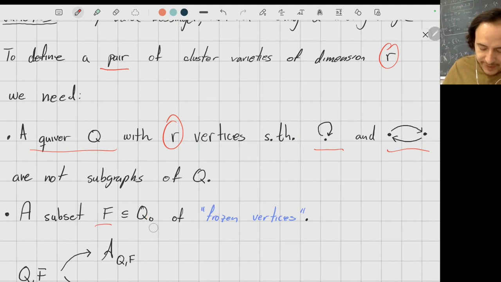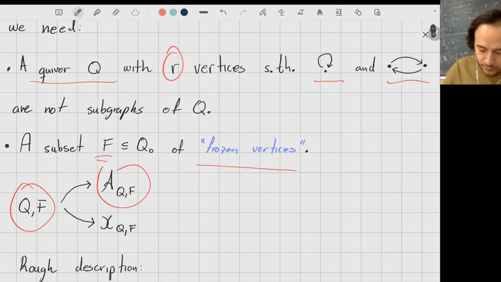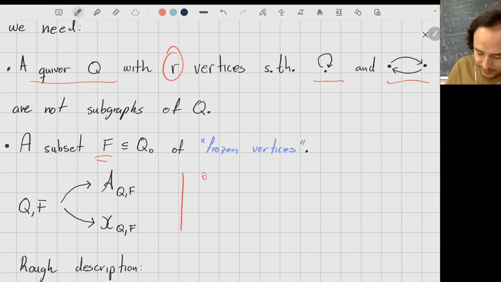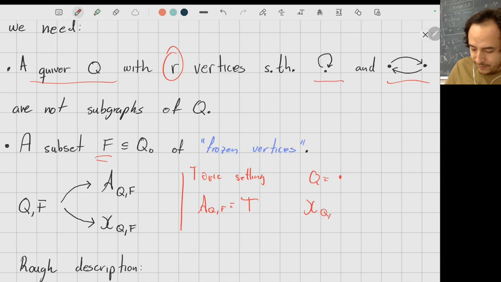Whenever I put a zero here on a set or on a simplicial complex, this will denote the set of vertices of such an object. And we need to choose some subset of vertices that we declare to be frozen vertices. The idea is that to this data we associate two cluster varieties, A and X, that are dual in some sense. It's like in toric geometry. The toric setting is obtained if we let Q be a point, and in this case A_{Q,F} is just going to be some torus, and the other variety is going to be the dual torus.